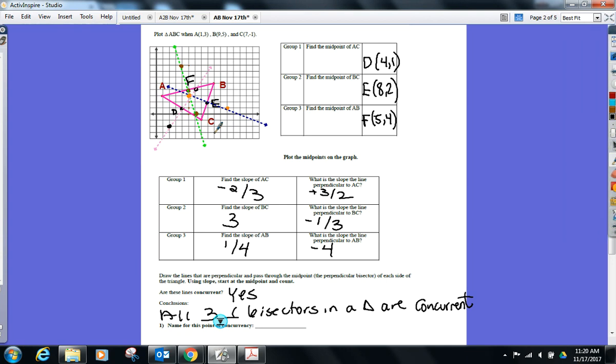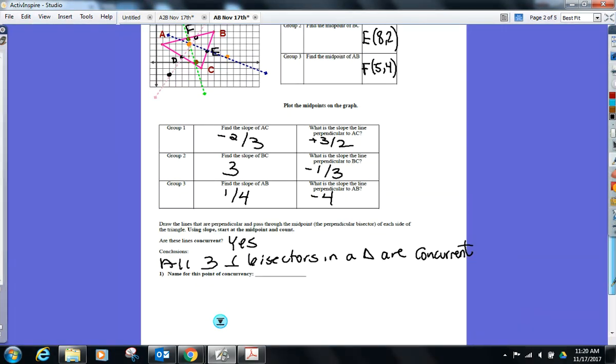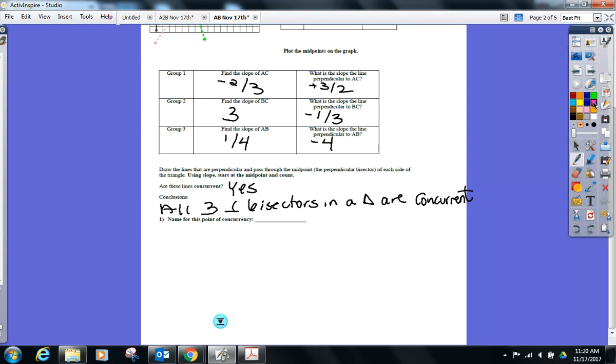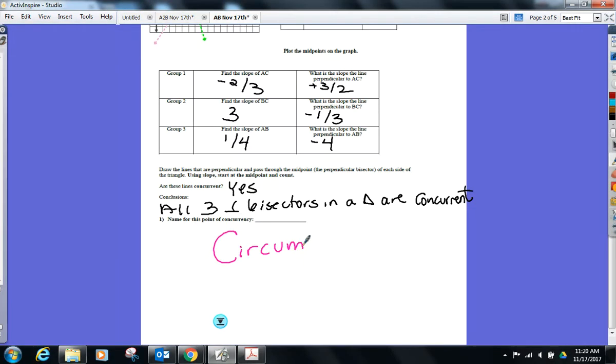The point of concurrency. But now that I know it's the perpendicular bisectors, that point of concurrency is going to have a name now, an actual new vocabulary term. When it's the perpendicular bisectors that are concurrent, that point they intersect at is called the circumcenter. The circumcenter. That's where all 3 perpendicular bisectors meet in a triangle. All right, again, all 3 perpendicular bisectors in a triangle meet at what's called the circumcenter.